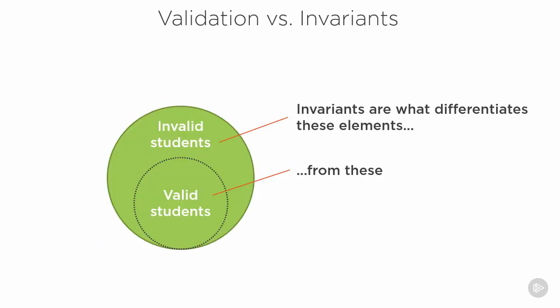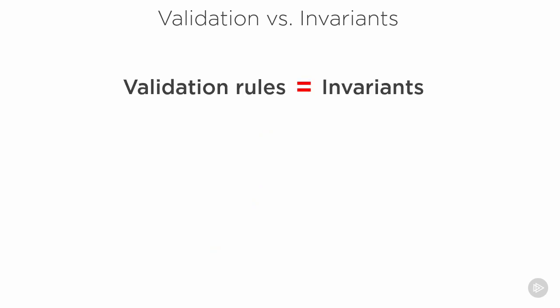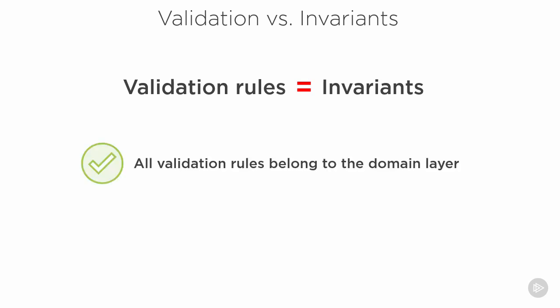If we go back to our metaphor with the set theory, then the invariants are the rules by which we map incoming requests onto the domain model. These invariants are the rules that we use to differentiate valid and invalid domain objects. This equivalence between validation rules and invariants leads to some profound consequences. First, all validation rules belong to the domain layer. That's because invariants are an intrinsic part of your domain model. They represent an important piece of your application's domain knowledge, hence they should reside in the domain layer.